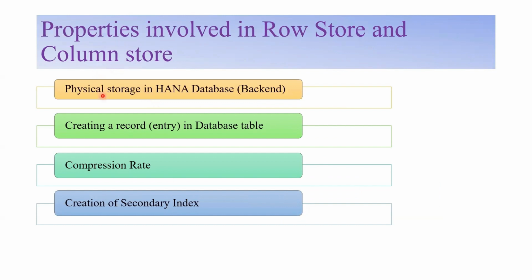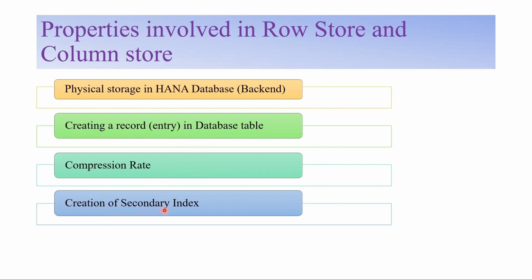Primarily, there are 4 properties involved. Firstly, physical storage in HANA database, which is in the backend. It defines how the data is actually stored in the backend, that is in the database server. Secondly, creating an entry in database table. It states that if an entry is created, what would be the impact while choosing the storage type in database table, either as row store or column store. Thirdly, rate of compression. It is nothing but eliminating or removing the entries which are duplicates whenever we find multiple entries with the same data.